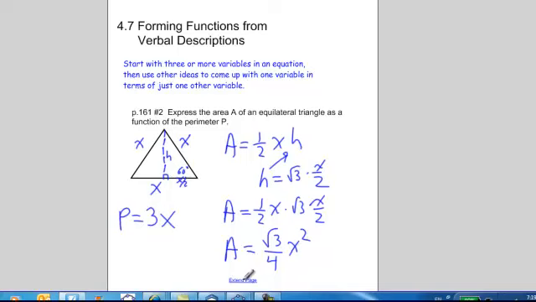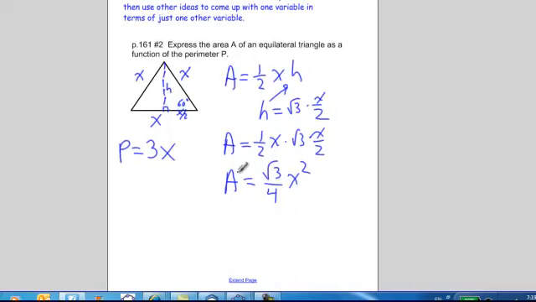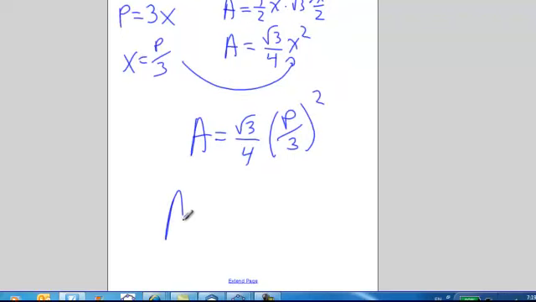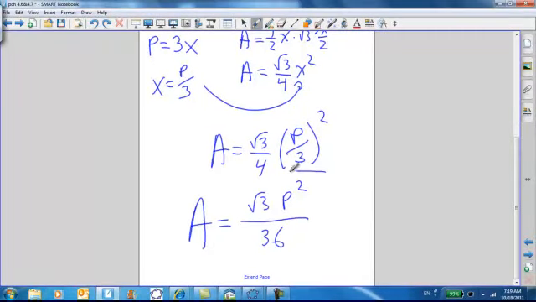Still we're not quite there because we don't have area in terms of just the perimeter. Well, from the perimeter formula, x equals P over 3. So you put that in for x. So we have area equals the square root of 3 over 4 times P over 3 squared. Let me clean that up. Square root of 3 P squared over 4 times 9, which is 36. There's your area as a function of perimeter.